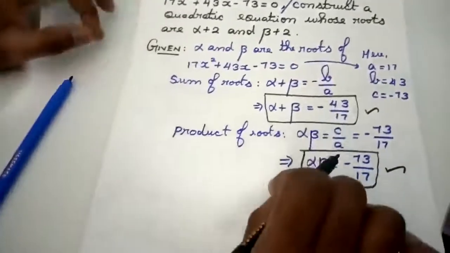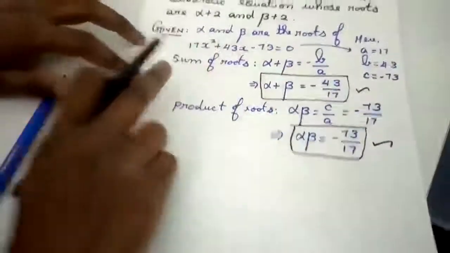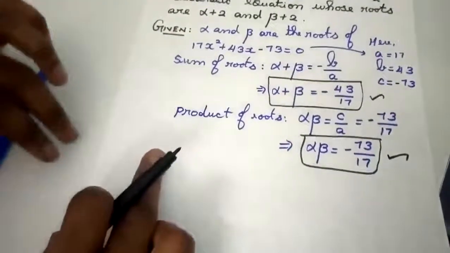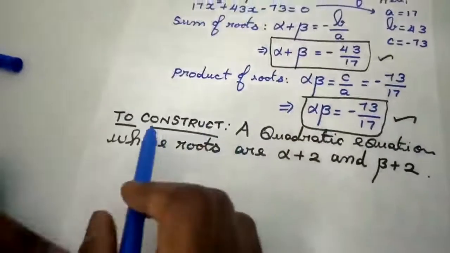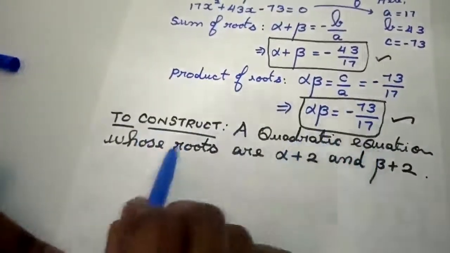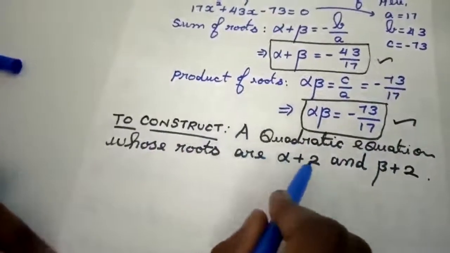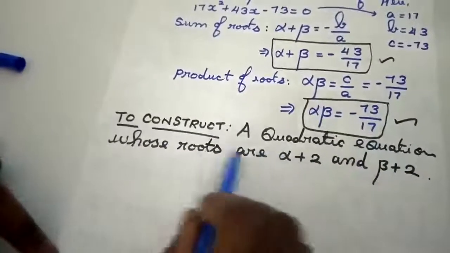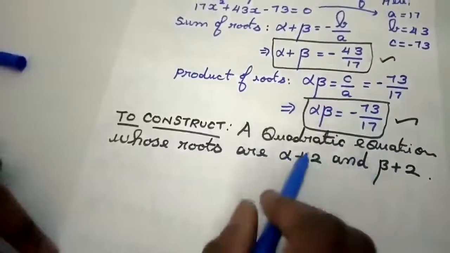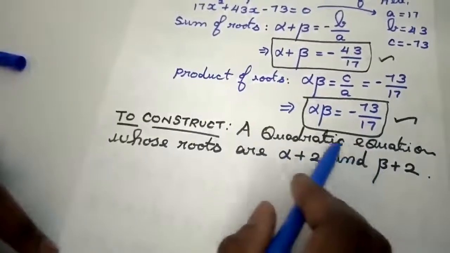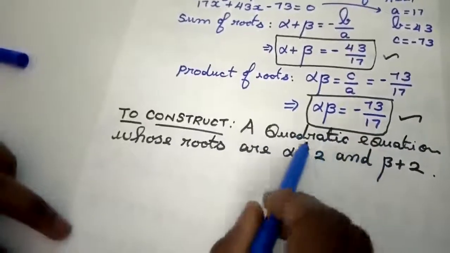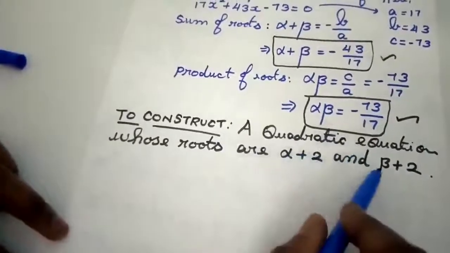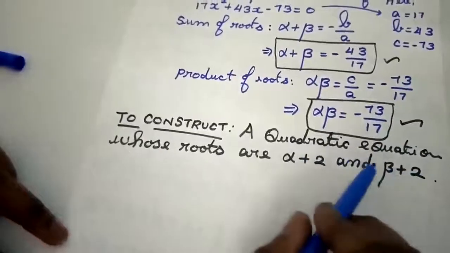And now we will do the next part of the sum. This is the first part of the sum. The next part, I am going to construct a quadratic equation. Now we are going to construct a quadratic equation whose roots are alpha plus 2 and beta plus 2. Now they have given you only the roots, that is, only the answer. Using this answer, we are going to construct the question for these particular roots, that is, we are going to find the quadratic equation. Alpha plus 2 and beta plus 2 are the two roots given here.